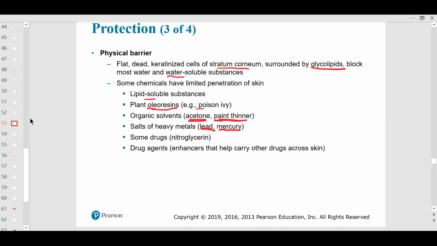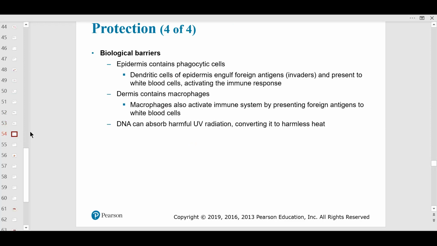So a limited penetration of the skin. Nitroglycerin is pretty lipid soluble, but still. So again, it's very impermeable is the idea. And I'm not going to ask any specific questions, but understand the protective part and what it protects against. So biological barriers, we have the macrophages, the Langerhans cells, dendritic cells, engulf, right? That's what a macrophage does, engulfs. Right, so that's what this is all saying. So, of course, the melanin.